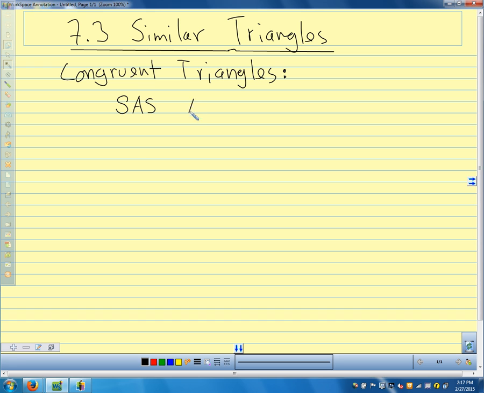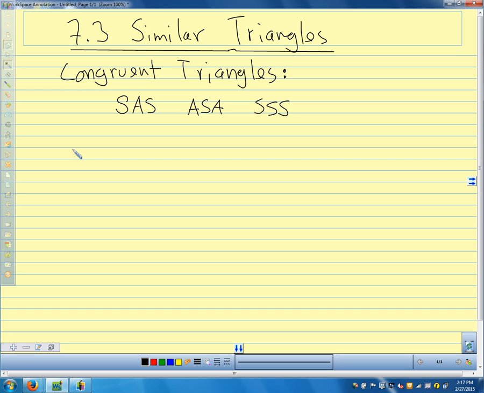So what was another way that we could tell if triangles were congruent? Angle side angle, and what was the last one? Side. And hypotenuse leg was a special one for right triangles. We'll do something special for right triangles a little later when we talk about trigonometry, because trigonometry has to do with similar triangles.